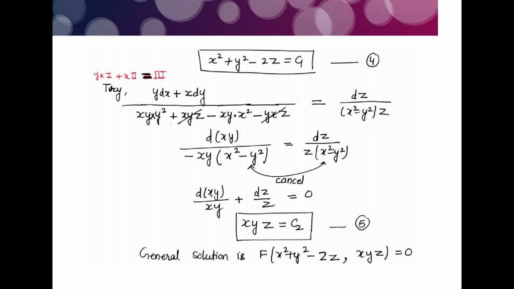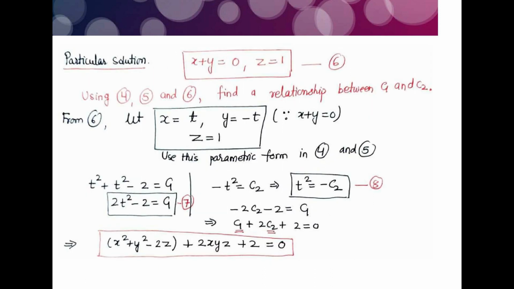So we can write down the general solution also by the last relation, that capital F, which is a function of x square plus y square minus 2z comma xyz, equal to 0. Now the next part: how to find the particular solution of this problem.